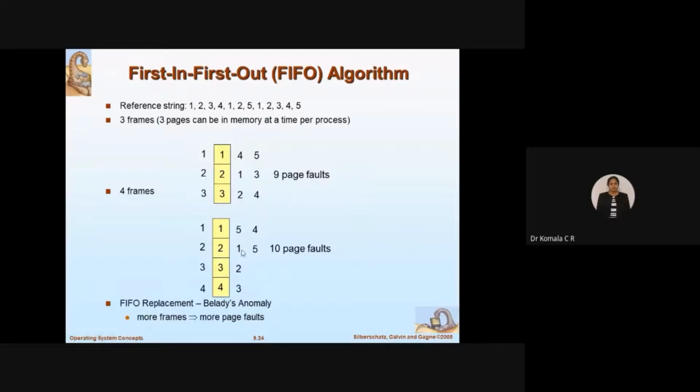Say I have 2 here, so 1 you can read. So same way 5, 1, 2, 3 is done. Then again you have 4, 5. So how many page faults do you get here? 1, 2, 3, 4, 5, 6, 7, 8, 9, 10 page faults. So based on this, we are going to observe that here in FIFO, the number of page faults is increasing with the number of frames.